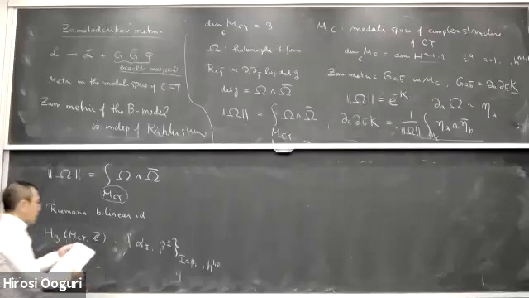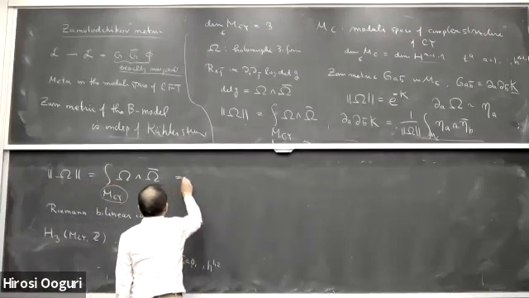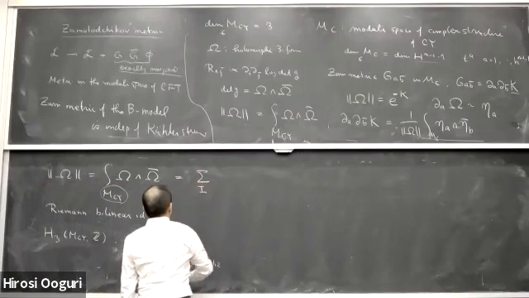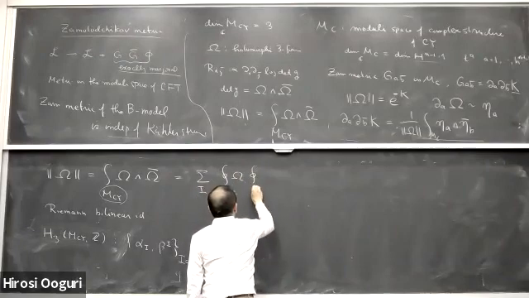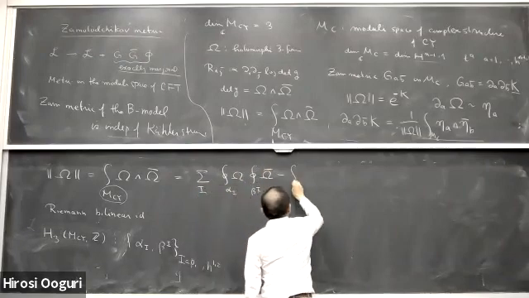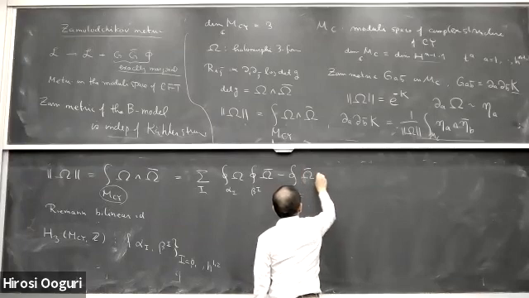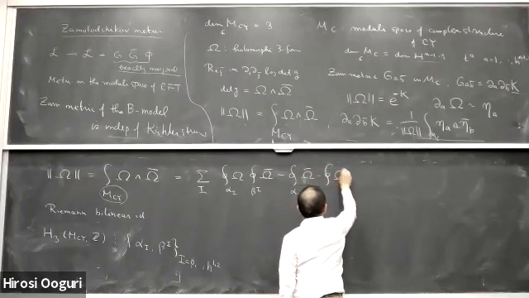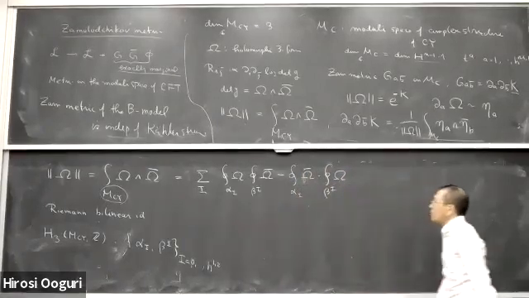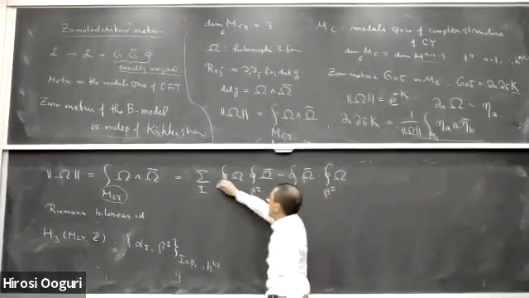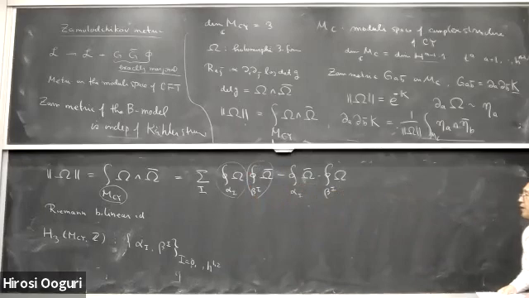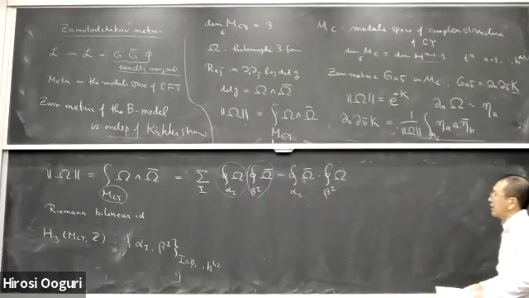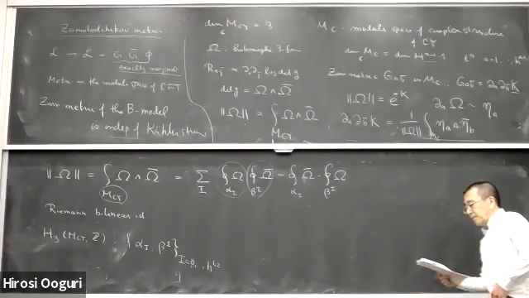Okay, and then the Riemann bilinear identity essentially says that this is equal to a sum over this basis of the integral of omega over alpha_I and the integral of omega over beta_I, minus its conjugate. So if you can calculate the periods of these holomorphic differentials, then you can calculate the scalar potential for the moduli space.